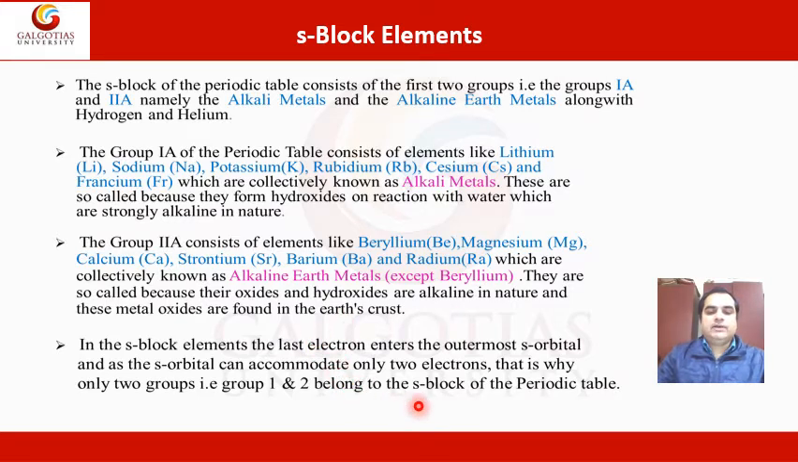In S block elements, the last electron enters the outermost s orbital, and we know that an s orbital can hold a maximum of 2 electrons.